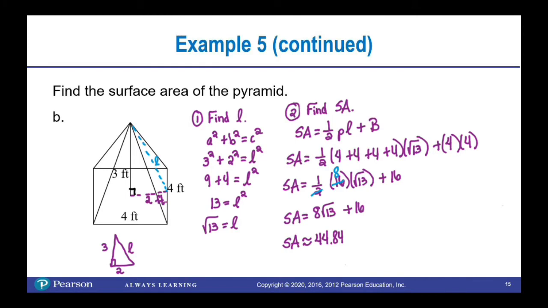I need to think about my units here. If I think about the area of the base, I have feet times feet, or square feet. Also, if I think about the P times the L, my perimeter, I'm adding feet together, so that still gives me feet. And the slant height is measured in feet as well, so feet times feet is still square feet. And so our surface area here is approximately 44.84 square feet.